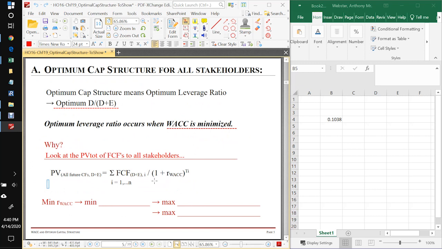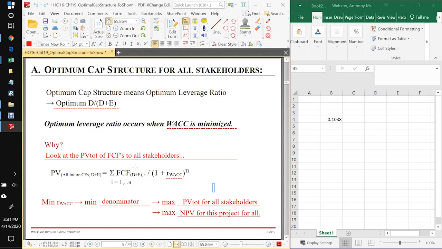So if we look at this equation, the key thing in our denominator is our weighted average cost of capital. Just mathematically, if we minimize the denominator here, we're going to maximize our PV total for all of our stakeholders, and that's going to give us maximum NPV for this project for all. So that's the key idea. It just comes from mathematically looking at this.